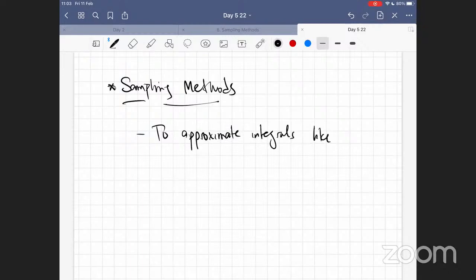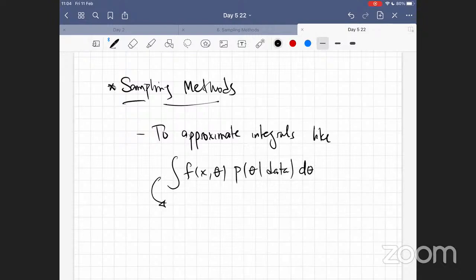Imagine an integral of a function of x, depending on some parameter, times the probability of that parameter, given, for example, some data. So these sort of integrals are actually omnipresent in Bayesian inference. It is a typical thing that one needs to do.